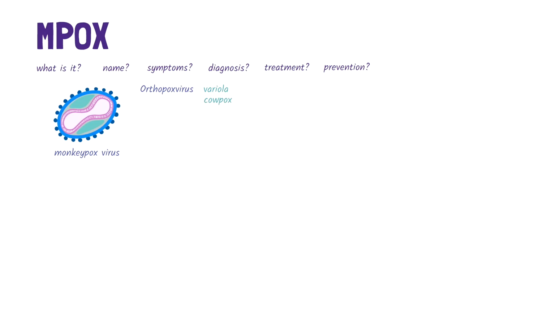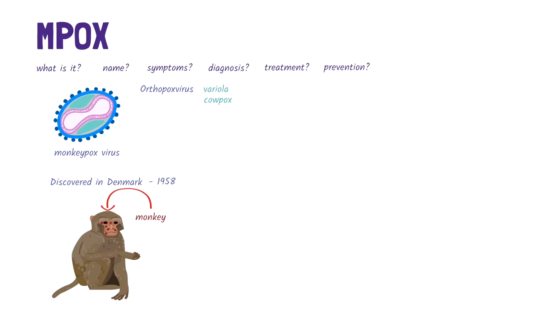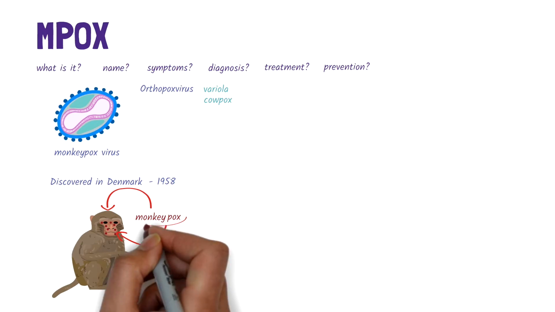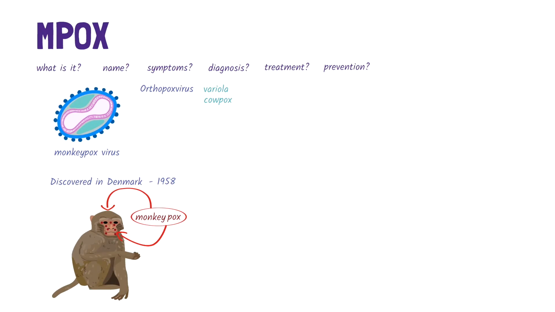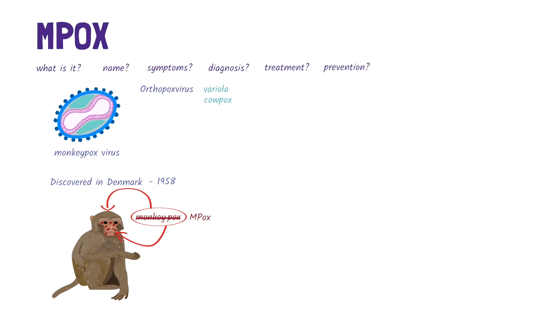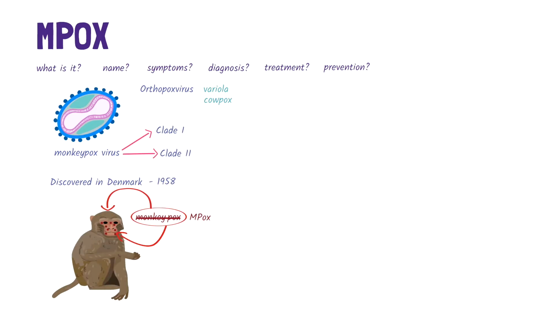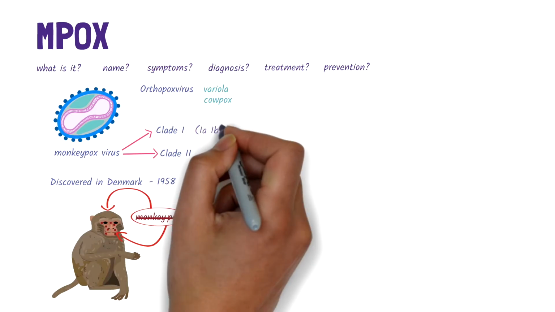The virus was first discovered in Denmark in 1958 when some monkeys kept for research developed a pox-like disease characterized by skin eruptions. Although the disease was initially called monkeypox, in 2022 it was renamed to MPox. There are two main types of the virus called clade 1 and clade 2. These are further divided into subclades A and B.